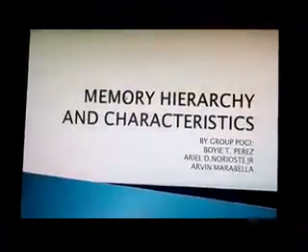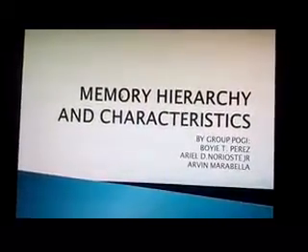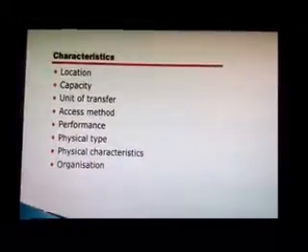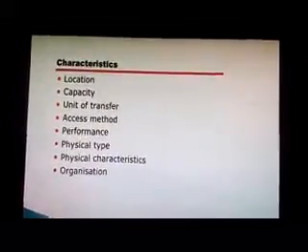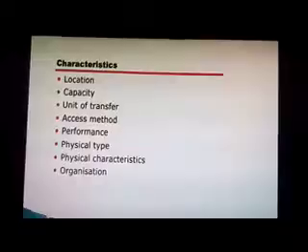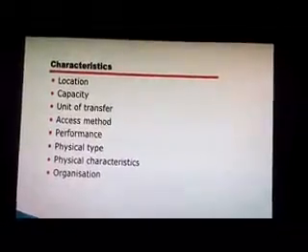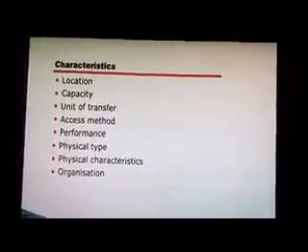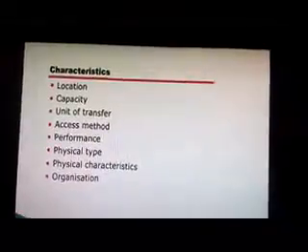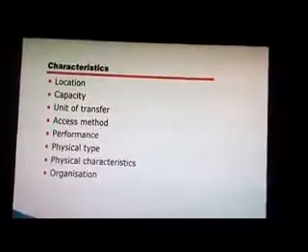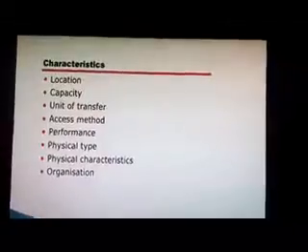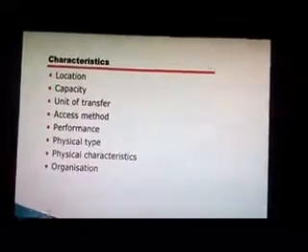Okay. Memory hierarchy and characteristics. There are some characteristics of memory. First, location. Second, capacity. Third, unit of transfer. Fourth, access method. Fifth, performance. Sixth, physical type. Seventh, physical characteristics. And last, organization.